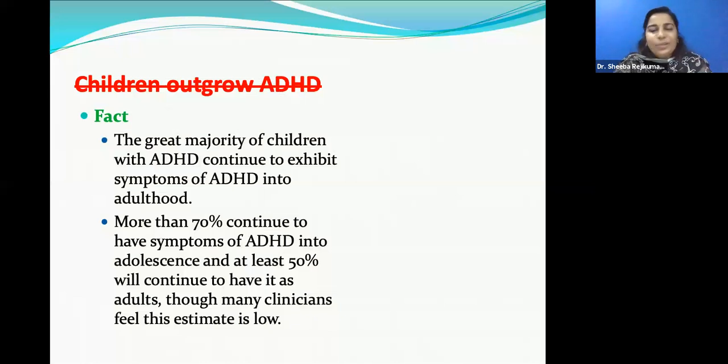Children outgrow ADHD. Do you believe it? The great majority of children with ADHD continue to exhibit some symptoms of ADHD into adulthood. More than 70% continue to have symptoms of ADHD into adolescence, and at least 50% will continue to have it as adults, though many clinicians feel this estimate is low. But the real problem is that within this time, his study, his academics, his character, his behavior, everything will be lost and he will be made into a fixed criminal. That's not what we want. So we have to know that they may outgrow ADHD, but we are not taking chances. If you're finding a case of ADHD, find a professional, take the treatment.